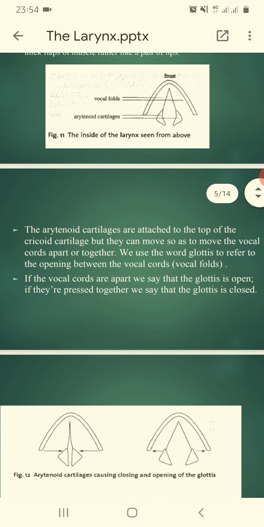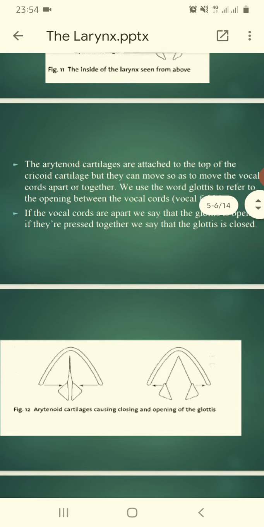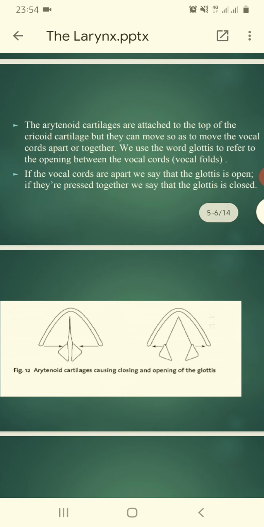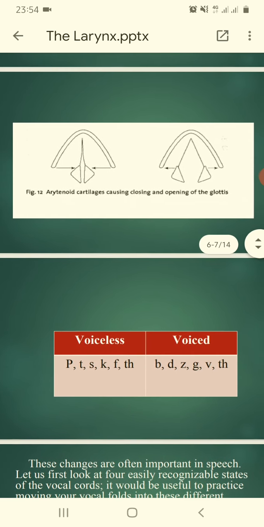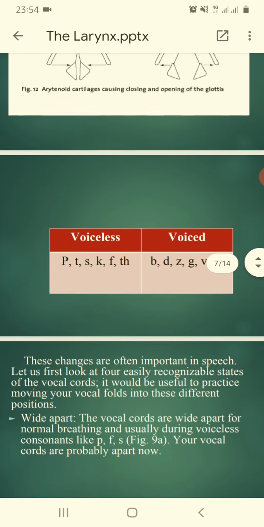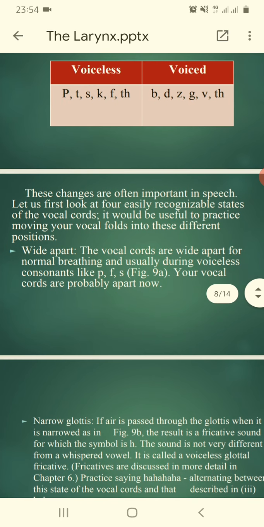We use the word glottis to refer to the opening between the vocal cords. If the vocal cords are apart, we say that the glottis is open. If they are pressed together, we say that the glottis is closed. This is an example. Voiced. These changes are often important in speech.